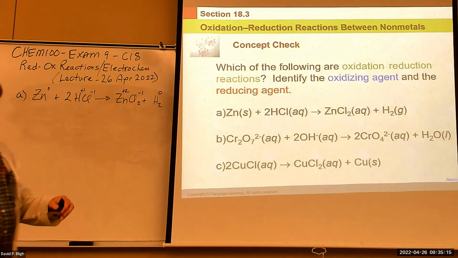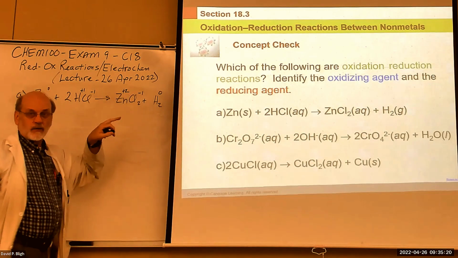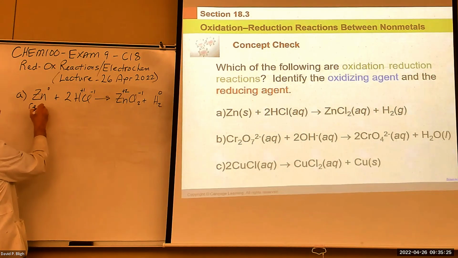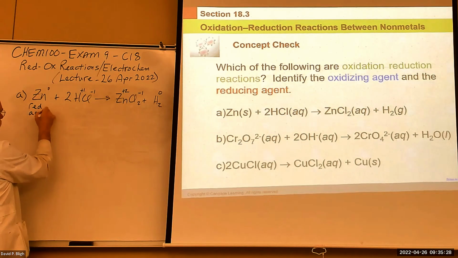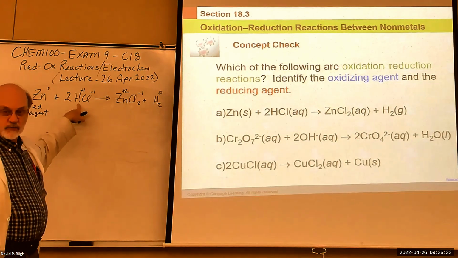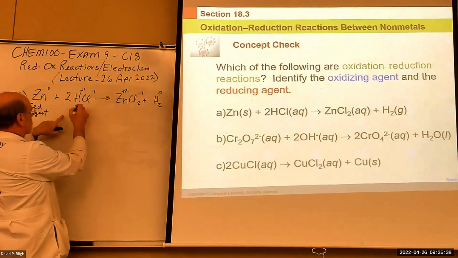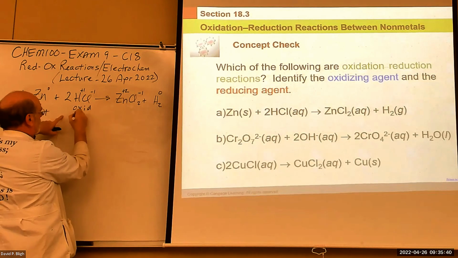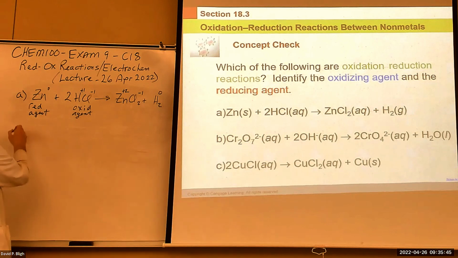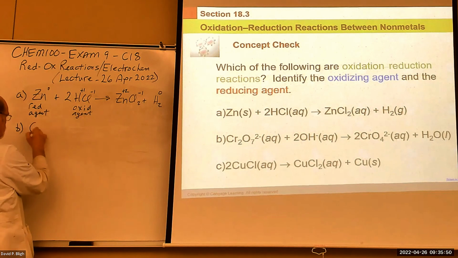Okay? So that confirms that we have a redox reaction. Zinc went from 0 to +2. It was oxidized, which makes it the reducing agent. Okay? Because it reduced hydrogen from a +1 to a 0. Right? That makes hydrogen the oxidizing agent. Okay? About this one? Let's see, dichromate.